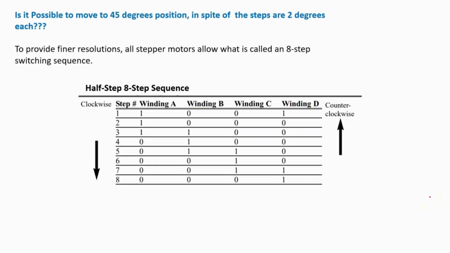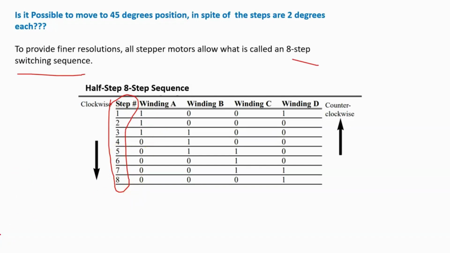So next, we discuss another step sequence, which is the 8-step switching sequence. Now we will be applying 8 steps instead of 4. So what will be the advantage? The advantage will be to control the stepper motor for any precise or specific degree of rotation. That is, even if the stepper motor has step angle 2, we can rotate it up to 1 degree precision by using this 8-step sequence.